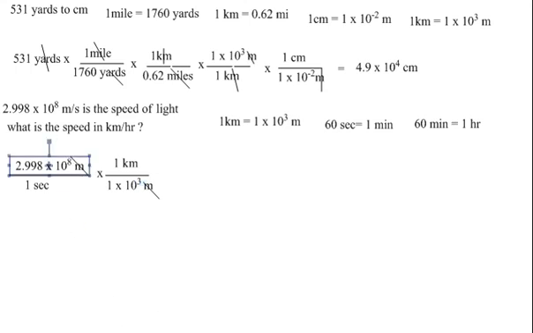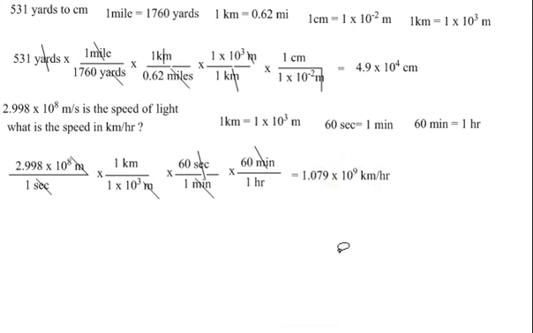Then we take into account our two time conversion factors, 60 seconds over 1 minute and 60 minutes over 1 hour. Seconds cancels out seconds, and minutes cancel out minutes, and what we're left with is kilometers per hour, which is what we want, and that comes out to be equal to 1.079 times 10 to the 9th kilometers per hour. You'll notice I wrote that to 4 significant figures.